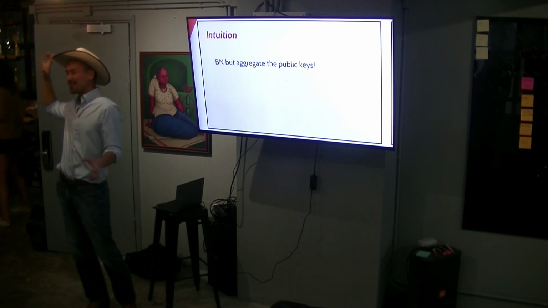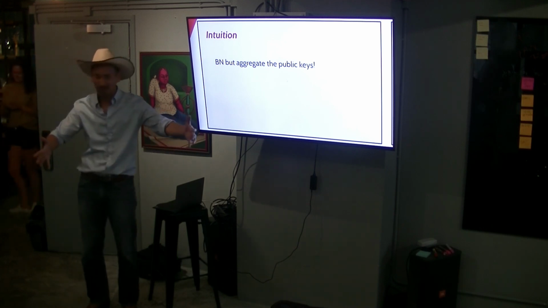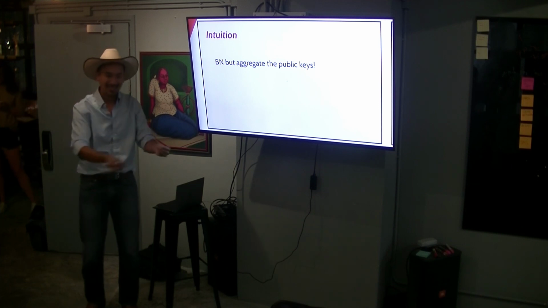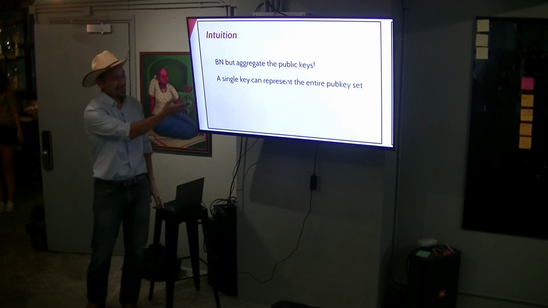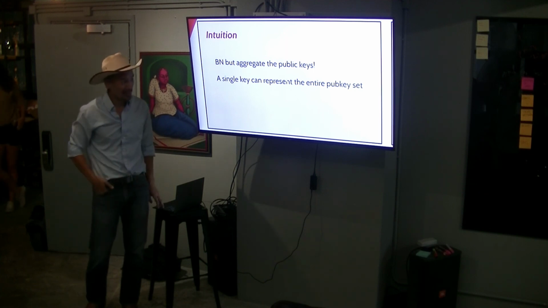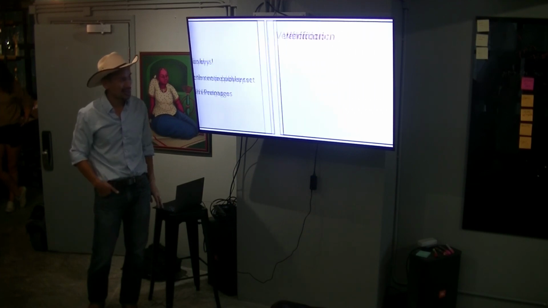You have no idea that it was a single private key. It could be many or a few. You can't tell from the validator standpoint. So a single key can represent the entire pub key set. And again, this relies on discrete log and hash preimages.